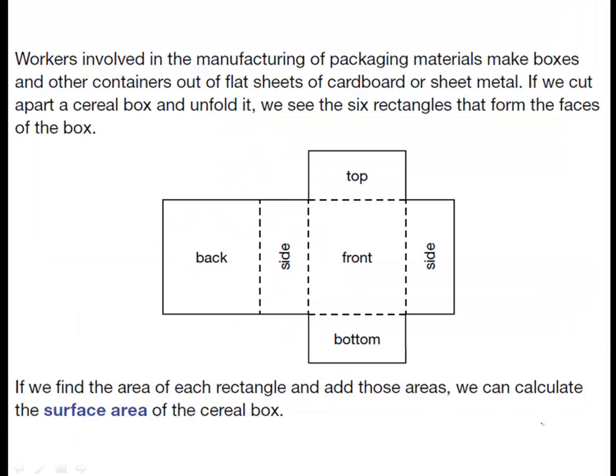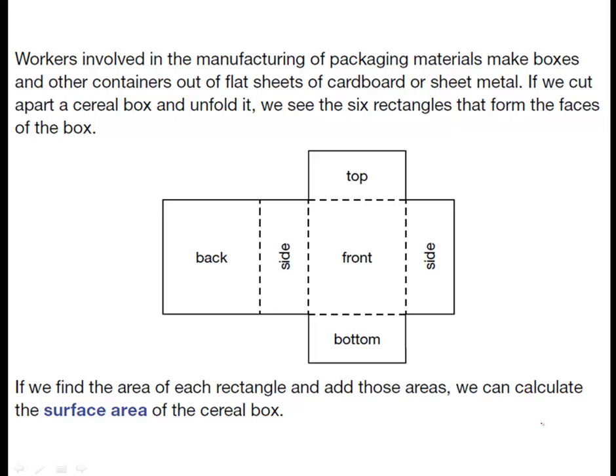All right, so let's look at this. Workers involved in the manufacturing of packaging materials make boxes and other containers out of flat sheets of cardboard or sheet metal. If we cut apart a cereal box and unfold it, we see 6 rectangles that form the faces of the box. You've probably done this before.